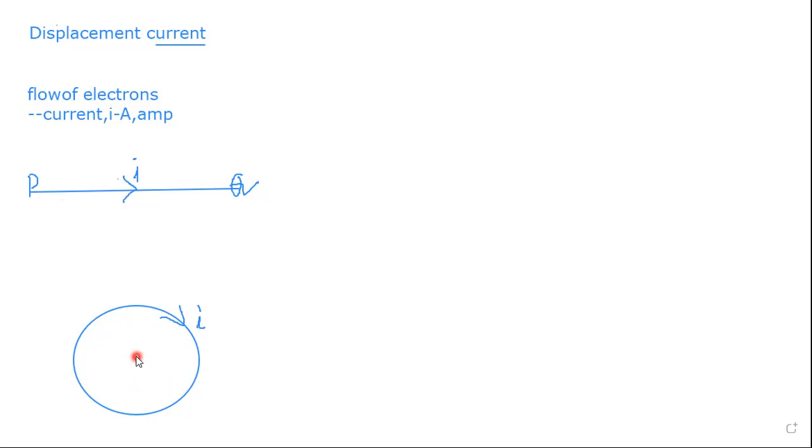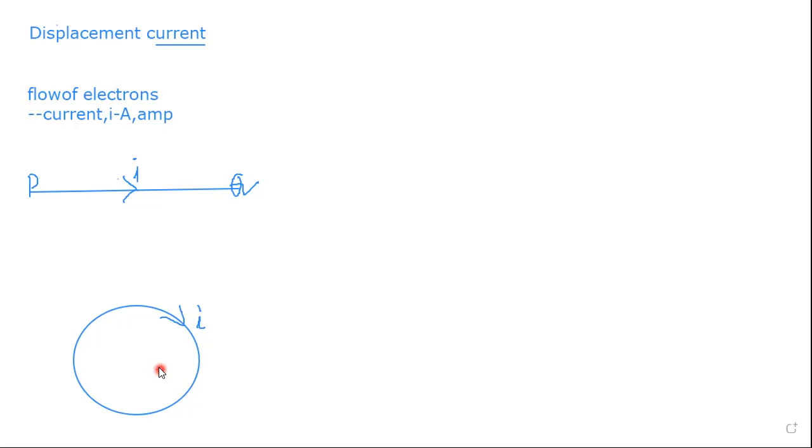So this current is due to the flow of electrons from one end to another end. Even in the circular loop also, flow of electrons. So this current I is in clockwise direction. No, flow of electrons will be in anti-clockwise direction. So this flow of electrons, constant current, produces a magnetic field.